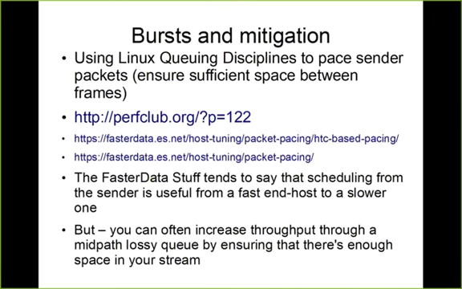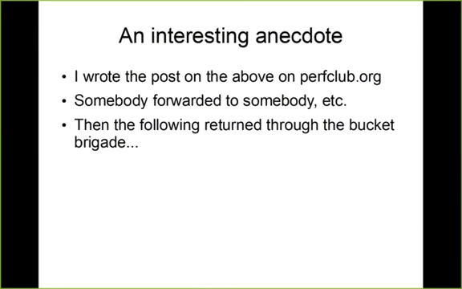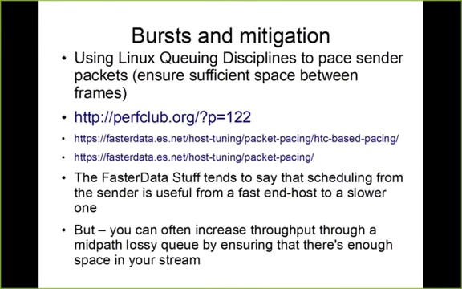The FASTER Data material tends to say that scheduling from the sender is useful from a fast end host to a slower one, but the truth is, if you've got a lossy path, you can often increase throughput through the mid-path lossy queue by ensuring that there's enough space in your stream. So, an interesting anecdote. I wrote the post on the above on perfclub.org, and somebody forwarded it to somebody else. Oh, by the way, I didn't make the FASTER Data links smaller to de-emphasize them. I made them smaller so they would fit on the slide.